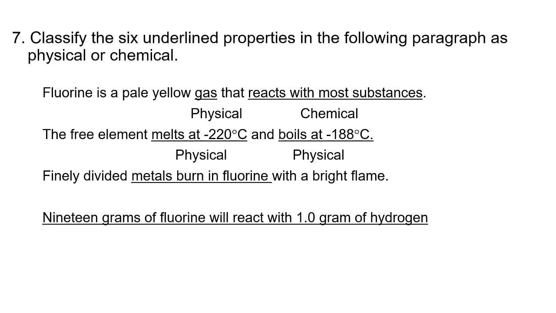Finely divided metals burn in fluorine with a bright flame. Well, when something's undergoing the process of burning or reacting, that indicates we have a chemical property being observed. And then same thing with the last sentence here. They tell us that 19 grams of fluorine will react with 1 gram of hydrogen. Well, that's a chemical change because we're indicating that different proportions of different elements will react together. Reacting indicates a chemical property.